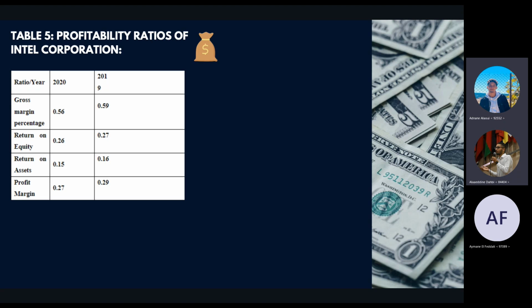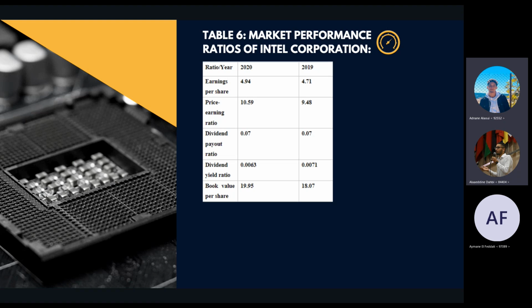Last but not least, in the profit margin, there was a slight change of about 2% decrease because simply sales dropped by 3%, and net income increased by 1%. Moving forward to table 6, market performance ratios of Intel Corporation. As already mentioned, we based our calculations on the 2 years, 2019 and 2020.